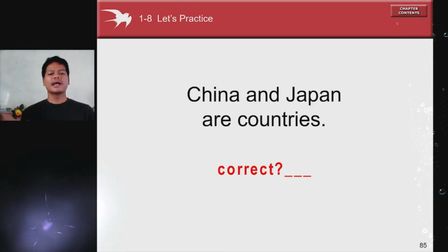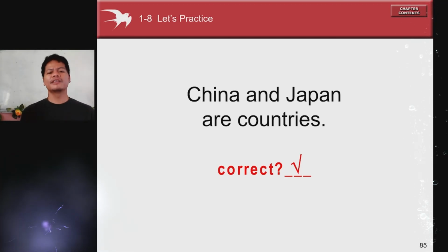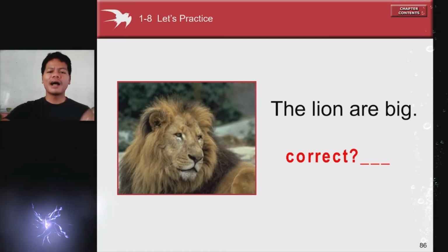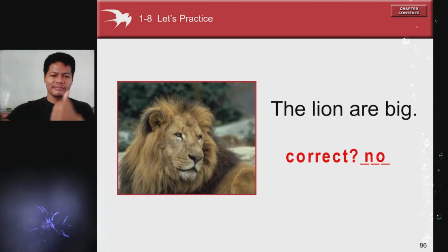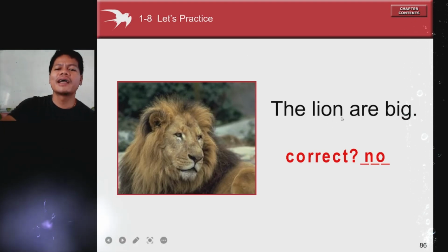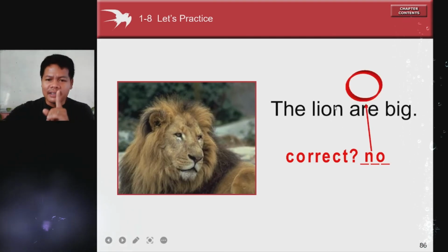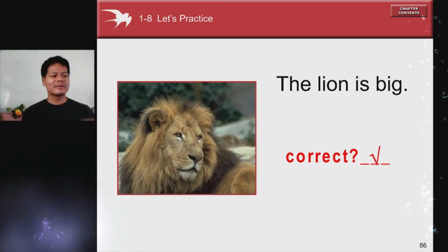Okay? China and Japan are countries. Correct or not? Yes. Okay, because China and Japan are countries. And then the lion are big. Yes or not? No. Why? Because the lion is singular, so the lion is big. Okay, this is grammar, not the real thing.